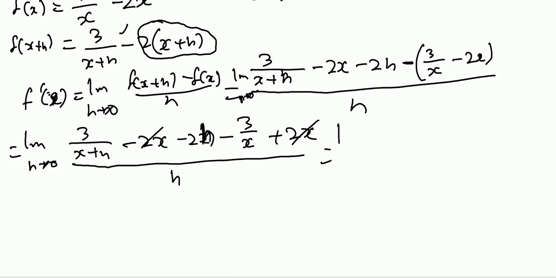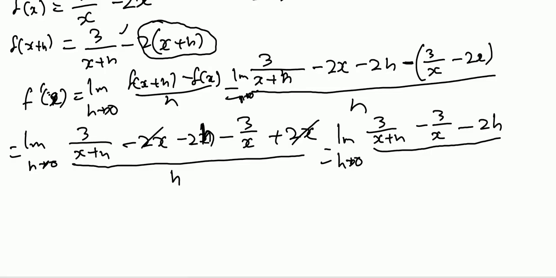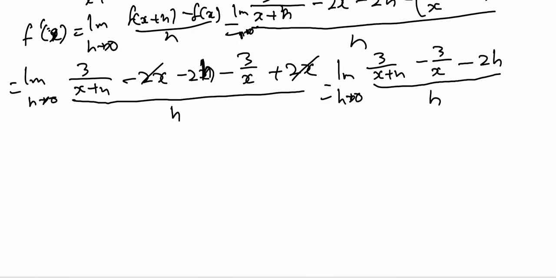We are left with what? The limit as h approaches 0 of what? 3 over x plus h minus 3 over x minus 2h all over h. So now what is our next step? We must make the denominators the same. That means when making the denominators the same, what do we have to do?